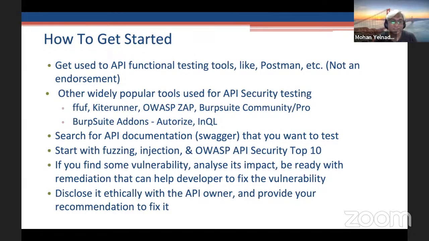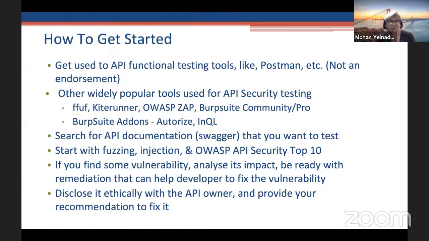The last part is, once you have found it, how do you disclose it? My recommendation is to do it in an ethical manner. Just share it with the API owner and provide the remediation as well, on how to fix the vulnerability that you have found. So this is how a new entrant can transition.